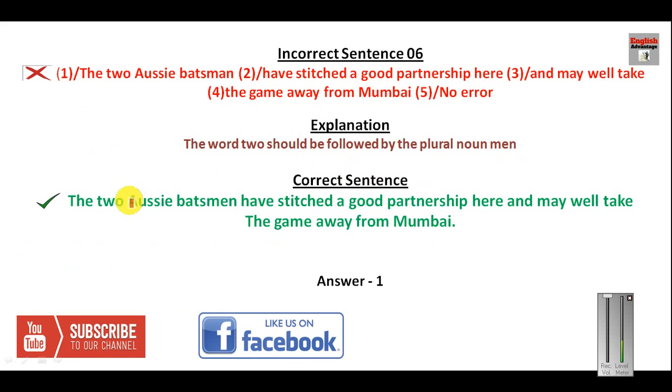Now let us see the next question, number 6. The two Aussie batsmen have stitched a good partnership. Just see here, the two. We are talking about the two, but this is a singular batsman. You have to say here men. This question I have taken from the SBI Bank PO exam. This is very simple. It looks like a correct sentence, but there is an error in it. So the two Aussie batsmen, you have to say here men, and your answer will be 1. Now let us see the next question.